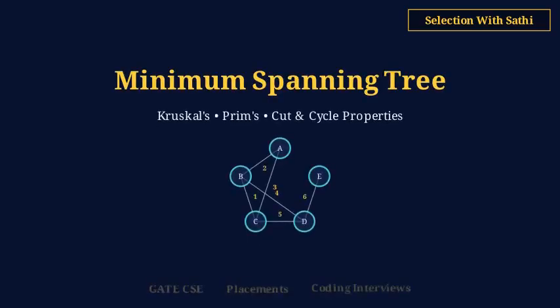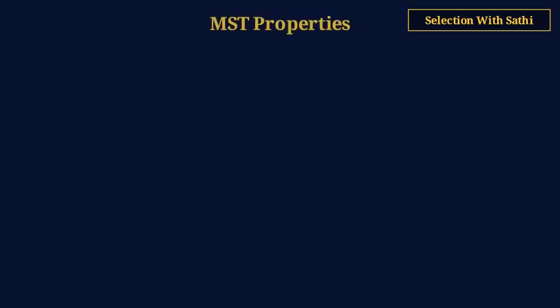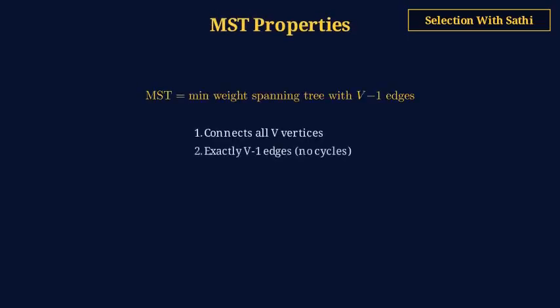Today we cover minimum spanning trees, one of the most important graph topics in data structures and algorithms. We will learn Kruskal's and Prim's algorithms with actual code on screen, understand the cut property and cycle property, and trace through complete examples. This is a high-frequency topic in GATE CSE and coding interviews. Let us begin. Let us start with MST Properties.